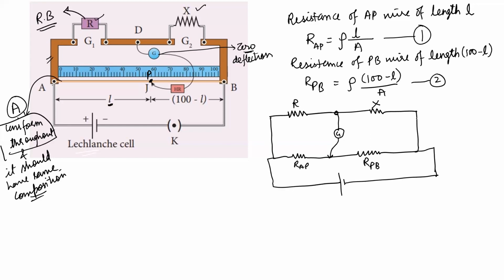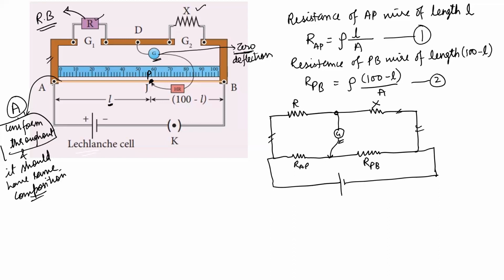As we know, these wires do not have any resistance, as they are made up of thick copper wire, which means their resistance can be neglected. So we can see that no current flows through the galvanometer. Only then we stopped at point P. That means the galvanometer is in the balanced condition, as it shows zero deflection.